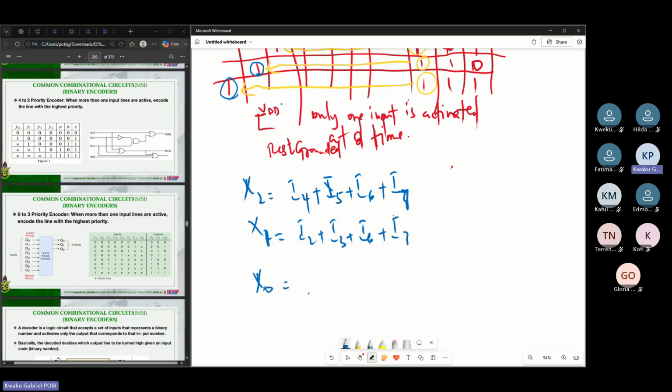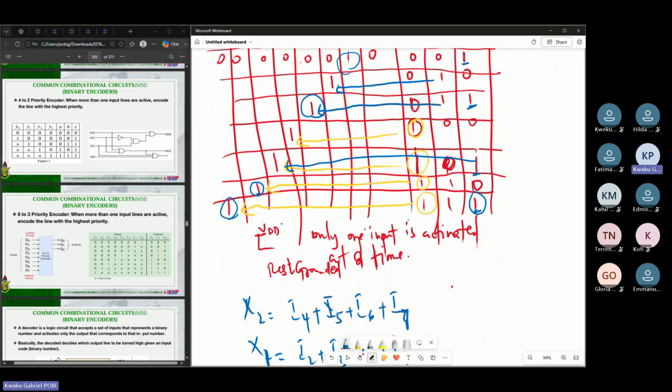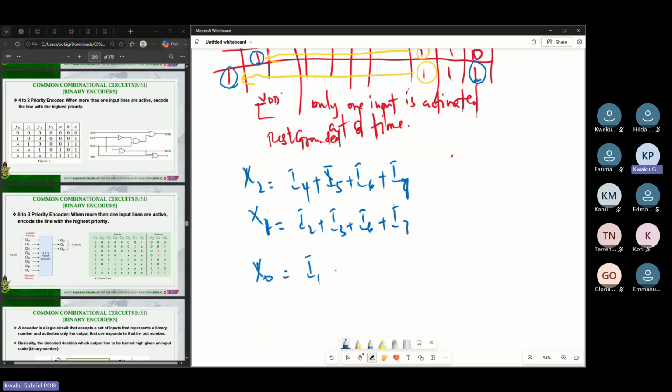Then if you want to write for x0, you would have here, here, here, and then here. So here you have this as I5, you have I7 here too. Here you have I3, sorry. Then you have I1 like that, right? So you would clearly see I1, I3, I5, and then I7. So 1, 3, 5, 7.